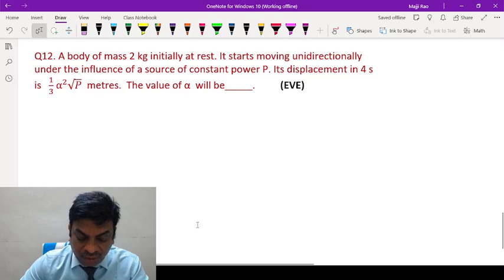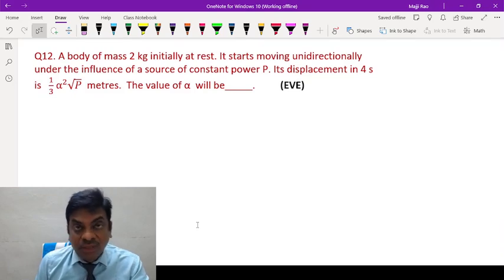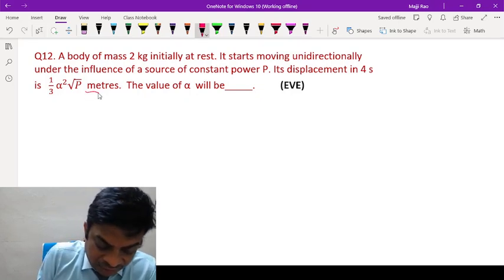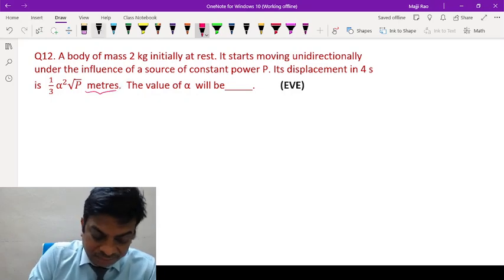Question 12. A body of mass 2 kg, initially at rest, starts moving unidirectionally. Uni means single, in a single direction, under the influence of a source of constant power P. Its displacement in 4 seconds is asked. Remember, we have to proceed in SI units.